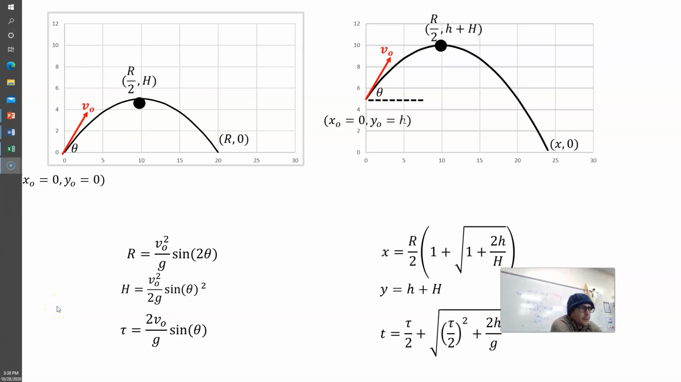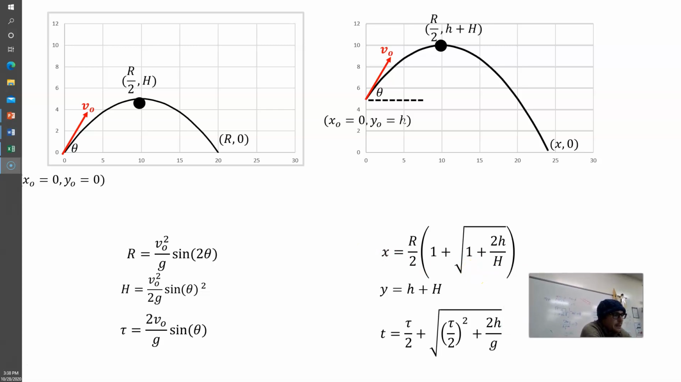Okay guys, in this video I will show you the maximum range and the time of flight for the launch at some height. On the left hand side you see the horizontal launch from the origin, and you know that the time of flight is twice the initial velocity over g times sine of the angle, the maximum height, and the range. On the right hand side I will prove these new equations for you.